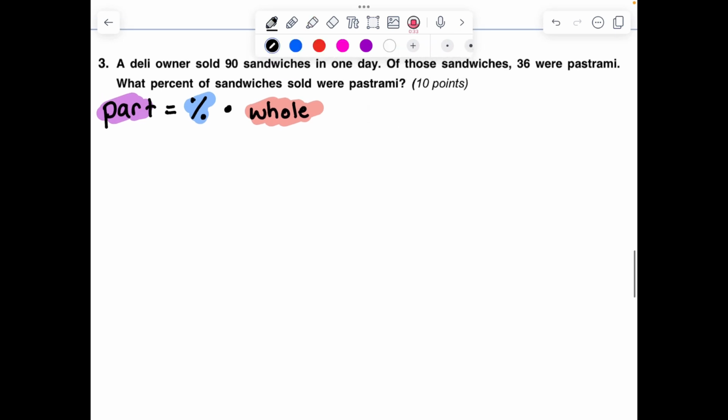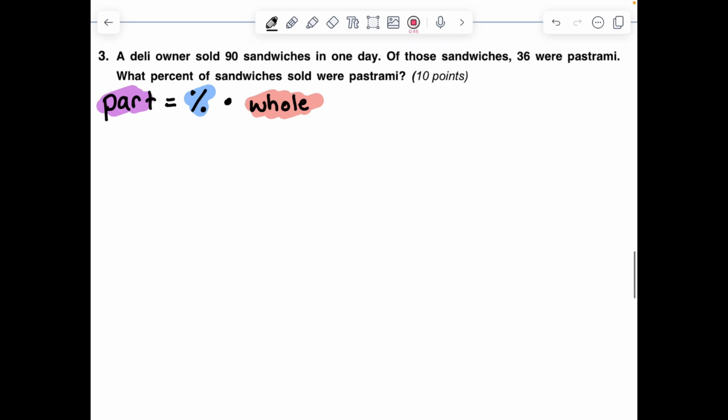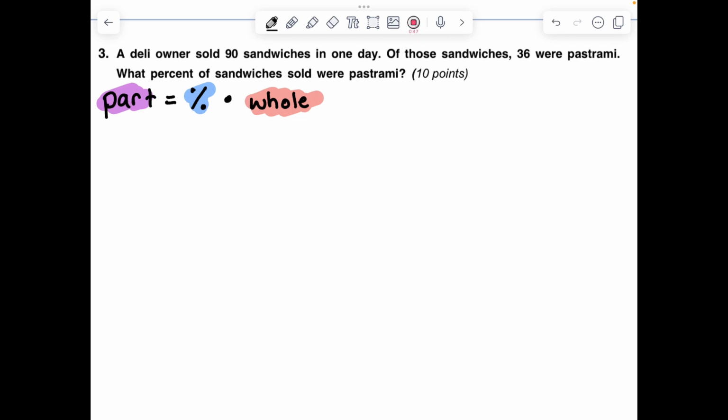What's going on? Okay. So, number 3: a deli owner sold 90 sandwiches in one day. Of those sandwiches, 36 were pastrami. Yummy. What percent of sandwiches sold were pastrami? All right. So, our first part of the problem: a deli owner sold 90 sandwiches in one day. So we're talking about the total sandwiches, right? The whole is the total, right? So our whole will be 90. That's the total sandwiches sold in one day.